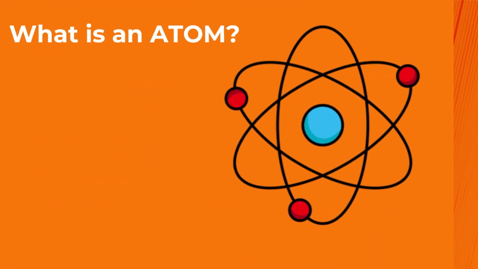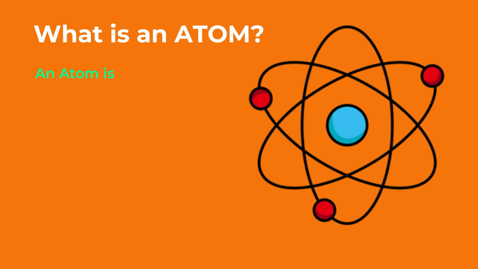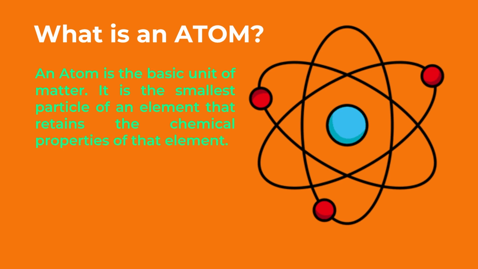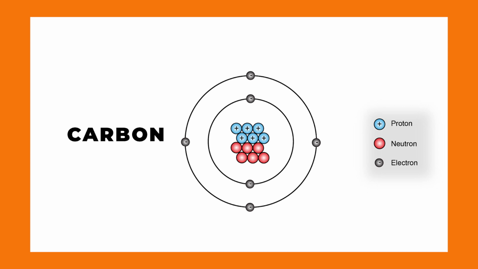So let's get started. An atom is a basic unit of matter. It's the smallest particle of an element that retains the chemical properties of that element. Atoms are composed of a nucleus and electrons. The nucleus contains protons and neutrons, whereas electrons orbit around the nucleus. For example, a carbon atom has 6 protons and 6 neutrons in its nucleus and 6 electrons orbiting around it.